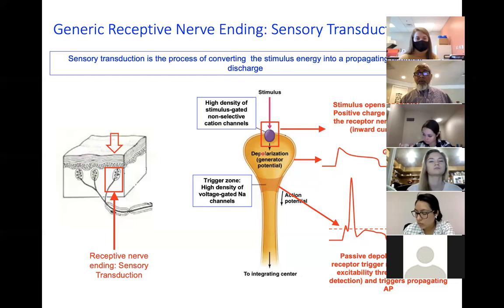Now, when this localized potential reaches the threshold of excitation of this nerve, the nerve ending serves as a receptor, and this is the nerve, right? When this localized potential reaches the threshold for excitation of this nerve, the nerve produces an action potential. Now, this is not localized anymore.